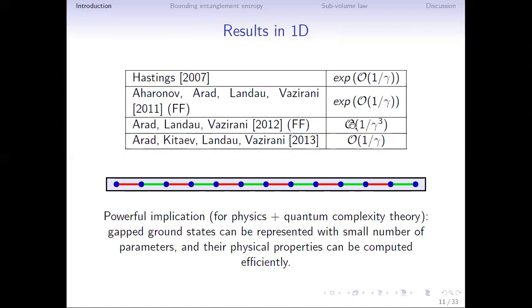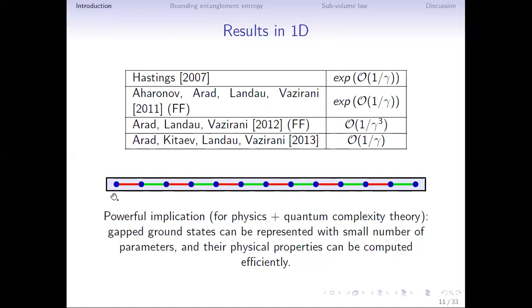This result was exponentially improved by Arad, Landau, and Vazirani in 2012 to 1 over gap to the power 3, and later Arad, Kitaev, Landau, and Vazirani proved a 1 over gap upper bound for every system, not just frustration-free.